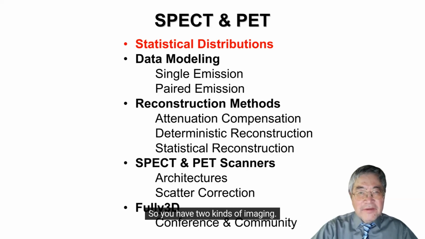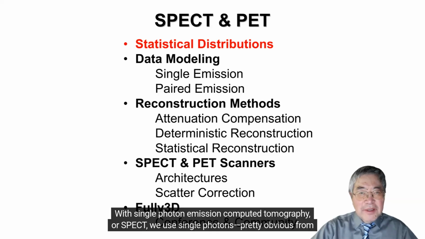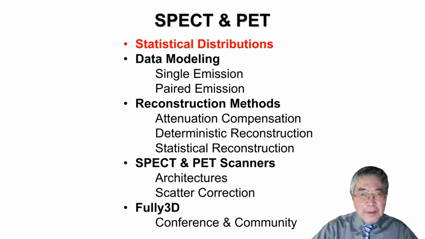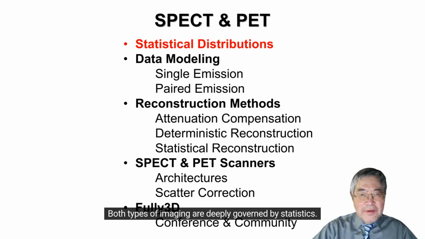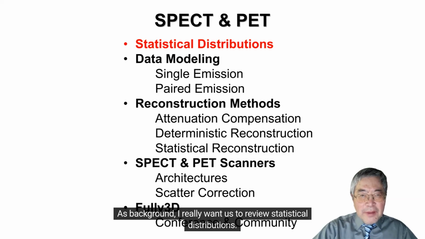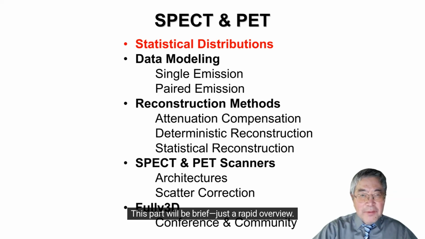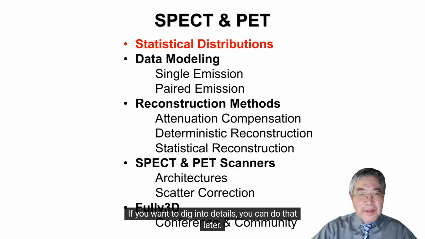So you have two kinds of imaging. With single photon emission computed tomography, or SPECT, we use single photons, pretty obvious from the name. And with positron emission tomography, or PET, it's actually two photons created from one positron and one electron. Both types of imaging are deeply governed by statistics. As background, I really want us to review statistical distributions. This part will be brief, just a rapid overview. If you want to dig into details, you can do that later.